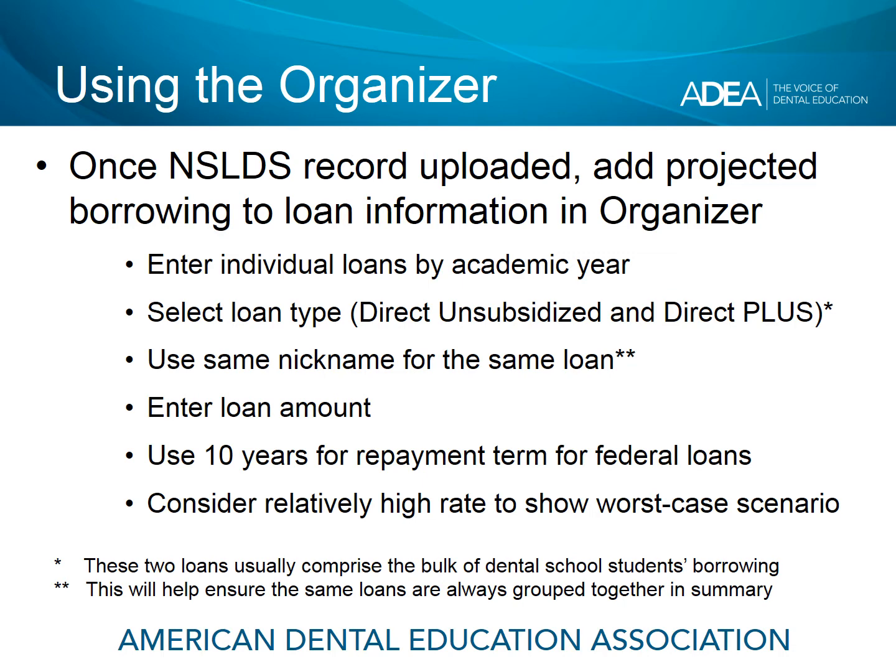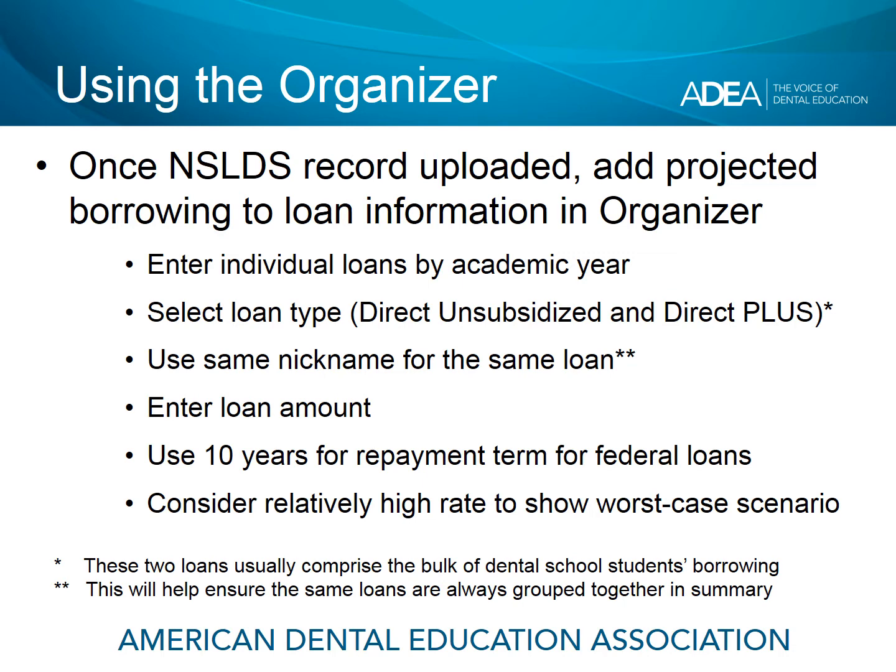You can select the loan type, for example, Direct Unsubsidized and Direct PLUS. Those are the two loans that are very typical for many dental school graduates who borrow. We'd encourage you in the nickname section to use the same nickname for the same loans. For example, always say Grad Plus if you're talking about Direct PLUS loans. You might abbreviate Direct Unsubsidized to simply be Direct Unsub, but use the same nickname for each loan. That way, when you run your summary, they will all be grouped together accordingly.